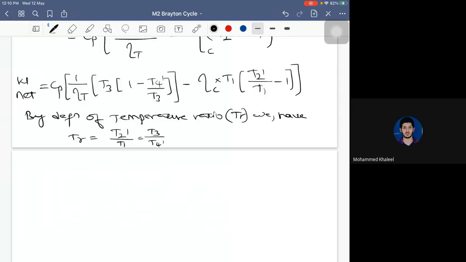Next, just write it there. I would write directly W net is equal to Cp into 1 divided by efficiency of turbine into T3 into 1 minus, see T3 by T4 dash is TR. So can I write it as TR to the power of minus 1?